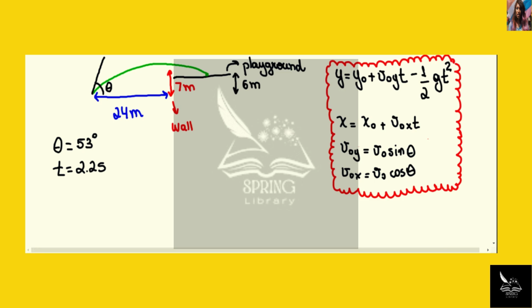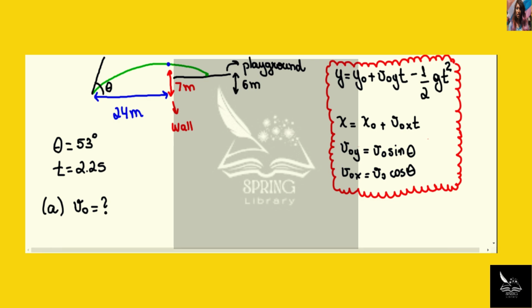And we have the information that the initial angle, theta, with which the ball was kicked was 53 degrees, and the total time it takes for the ball to reach a point just above the wall is 2.2 seconds. So in question A, we have to calculate what is the initial speed v0 with which the ball was kicked.